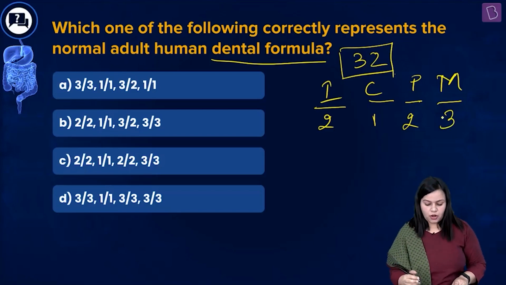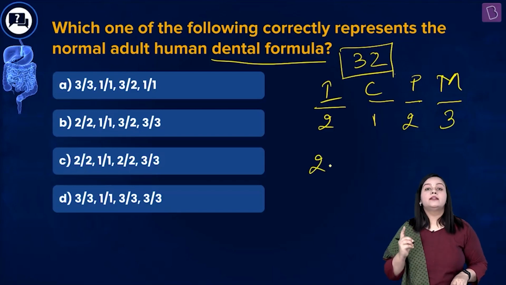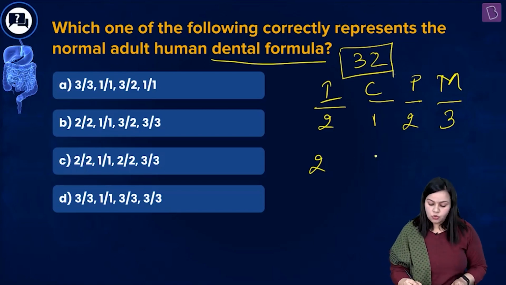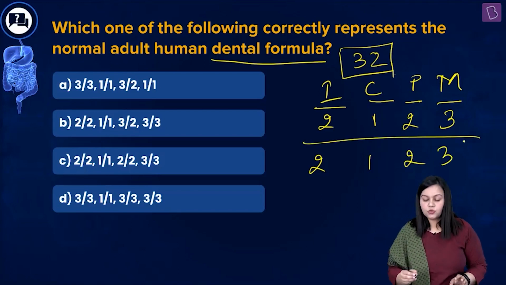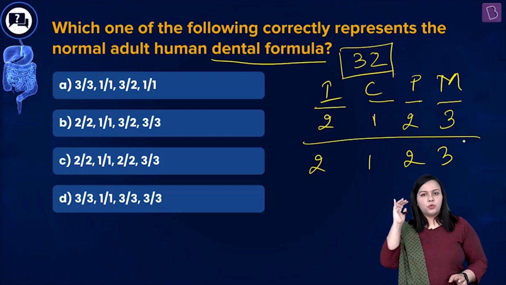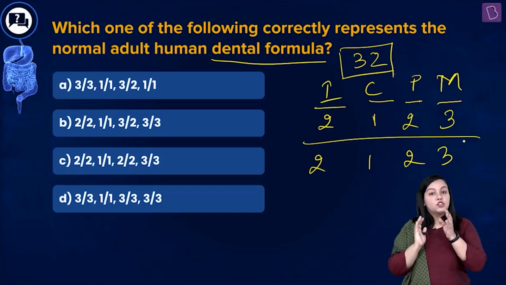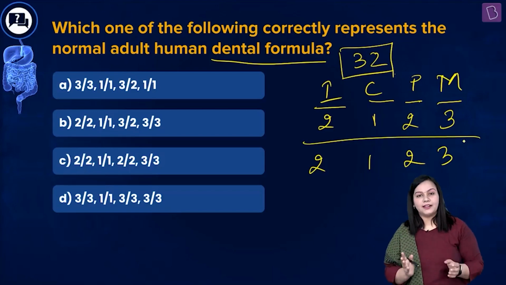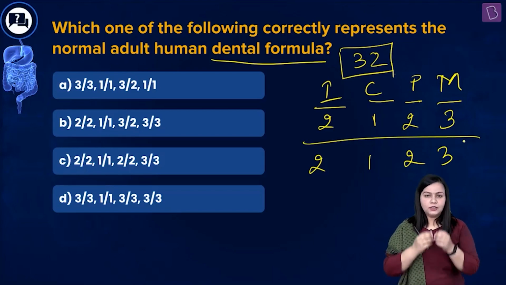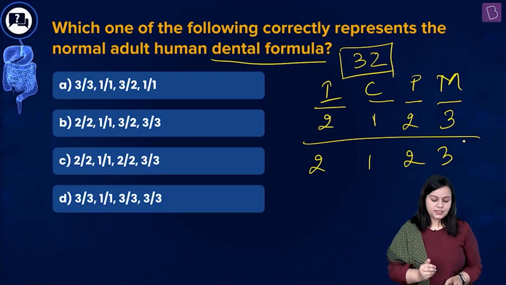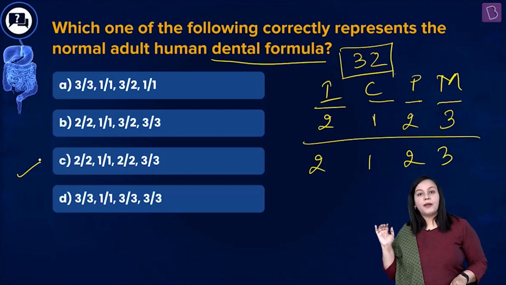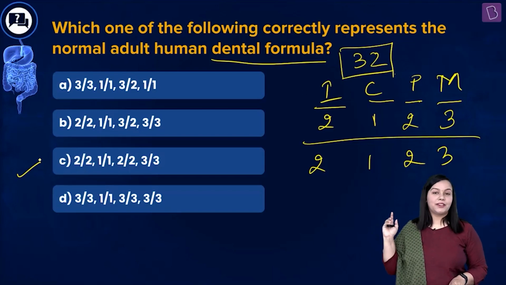Talking about the lower jaw now. The lower jaw also has an identical number of teeth with respect to the upper jaw. So it is going to be 2, 1, 2, 3. It can be represented as 2, 1, 2, 3 by 2, 1, 2, 3, or 2 by 2, 1 by 1, 2 by 2, and 3 by 3. So this is the perfect dentition of an adult human when we look at the whole number of teeth and their arrangement. So the right answer here out of the given options is going to be option C, that is 2 by 2 incisors, 1 by 1 canine, 2 by 2 premolars, followed by 3 by 3 molars.